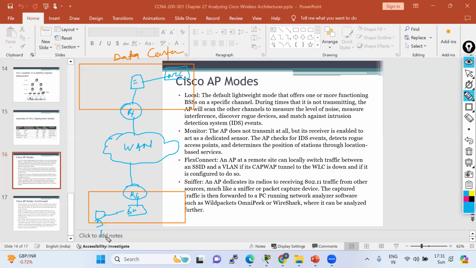So suppose I deployed this AP in local mode and my WLC is in the data center. My CAPWAP tunnel is going to be built over the WAN. So all my data and control connection is going to travel over the CAPWAP tunnel to the WLC. This is my CAPWAP tunnel.